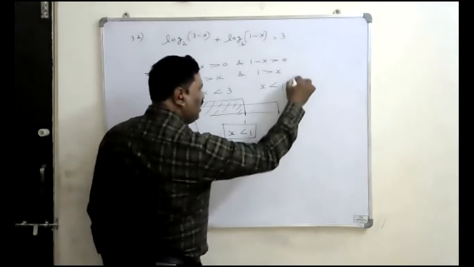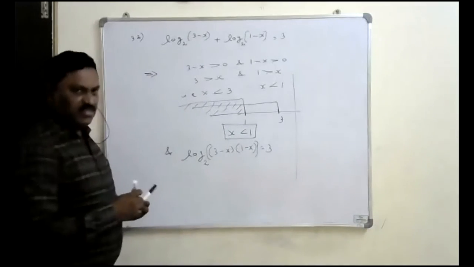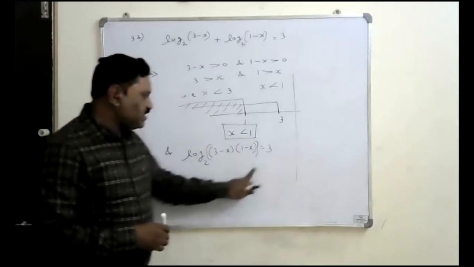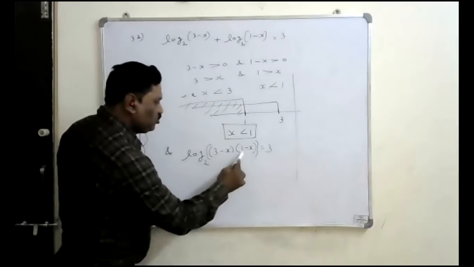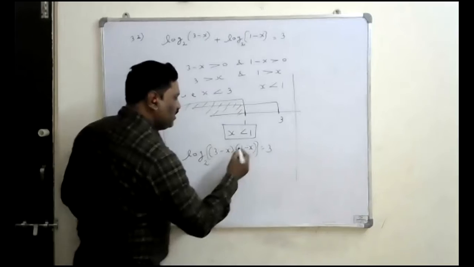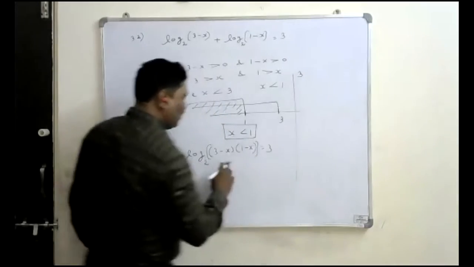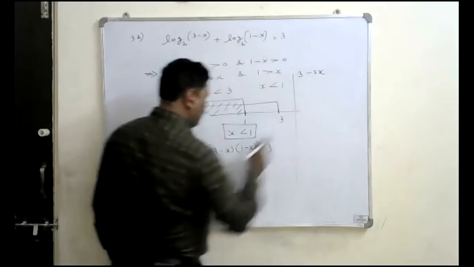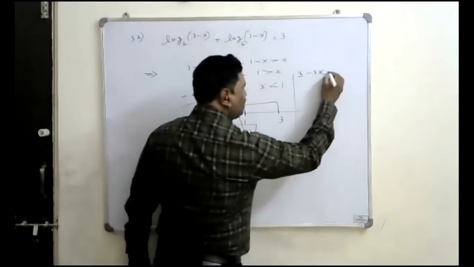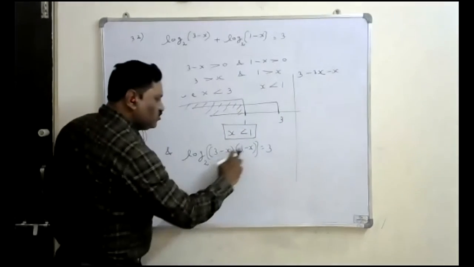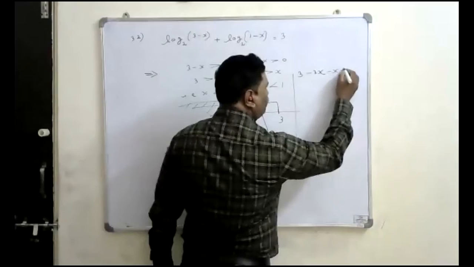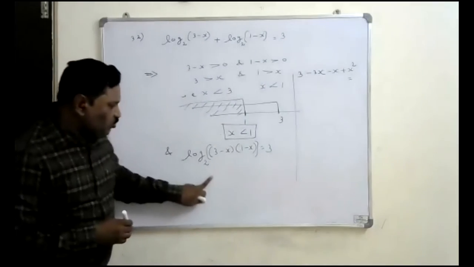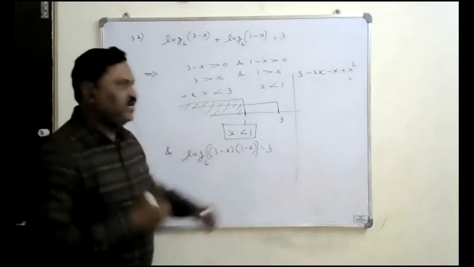Now, we will eliminate the logarithm. For that, we will send this base to the other side. If you multiply these two, 3 into 1 is 3. 3 into minus x is minus 3x. Minus x into 1 is minus x. Minus into minus is plus x squared, is equal to, and sending this 2 to the other side, it becomes 2 power 3, that is 8.